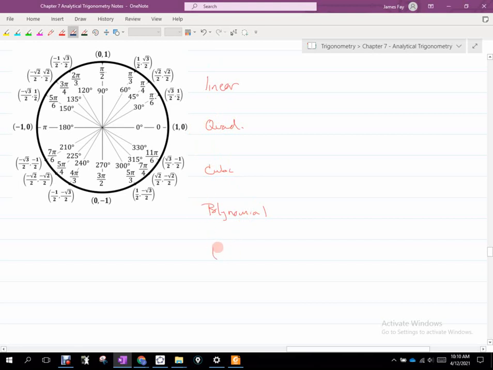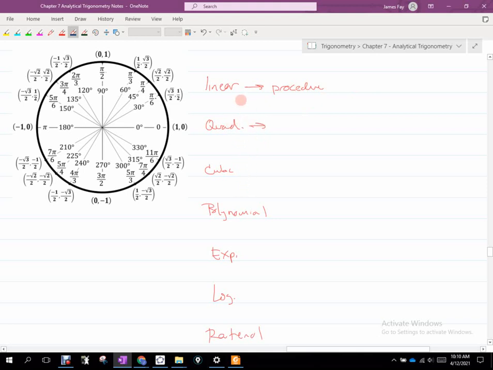We have exponential, logarithmic, we had rational. And when those types of equations are presented to you, when a linear equation is presented to you, you have a different procedure than what you have when a quadratic is presented to you.